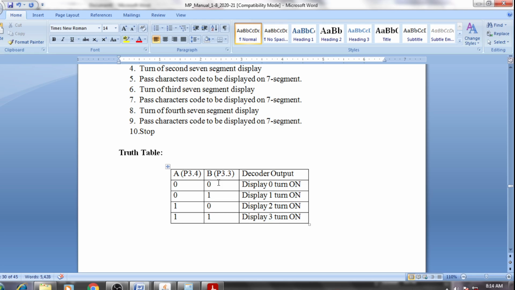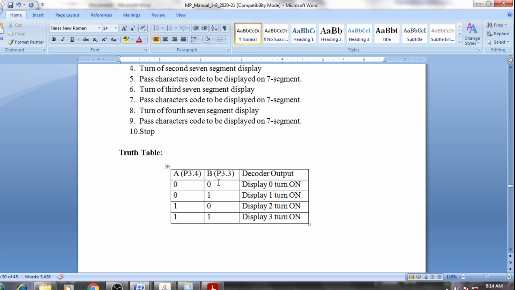Now the question arises, sir, how can I display a message? See, I am showing you here a message that you can display. The same message will be displayed on all the segments, and here you are able to read a continuous message.